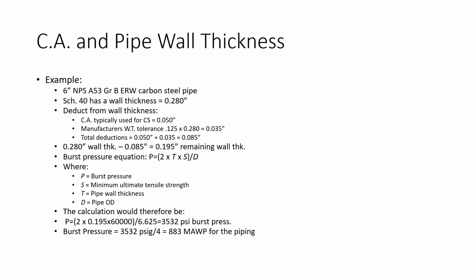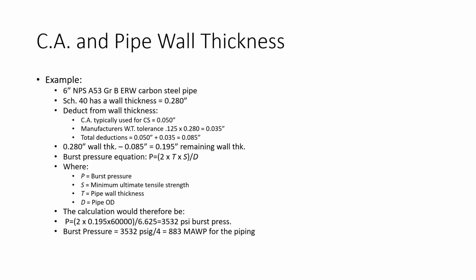The burst pressure can then be calculated using the following equation. P equals burst pressure, S equals minimum ultimate tensile strength, T equals pipe wall thickness, and D equals pipe OD. That would give us a burst pressure of 3,532 psi.